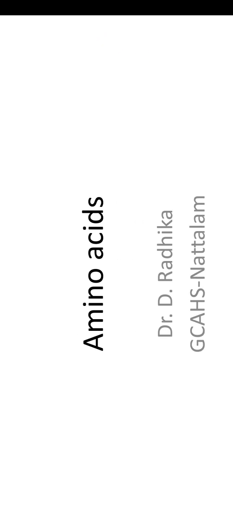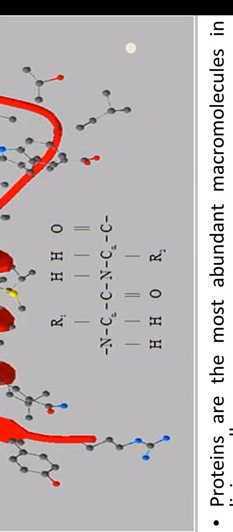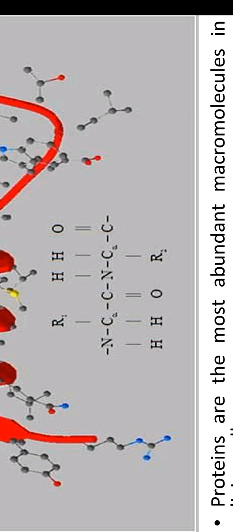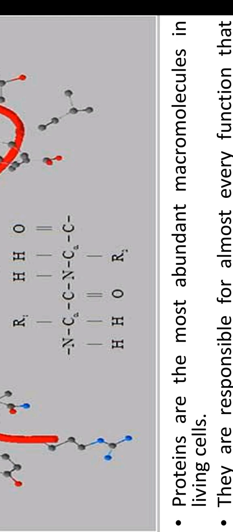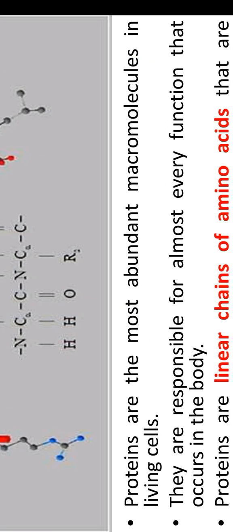In this class, we study about amino acids. The amino acids are the basic unit of protein. We all know about the protein already. The protein definition is the most abundant macromolecule, biomolecule, organic molecule present in our body. They are responsible for many physical functions and chemical functions.